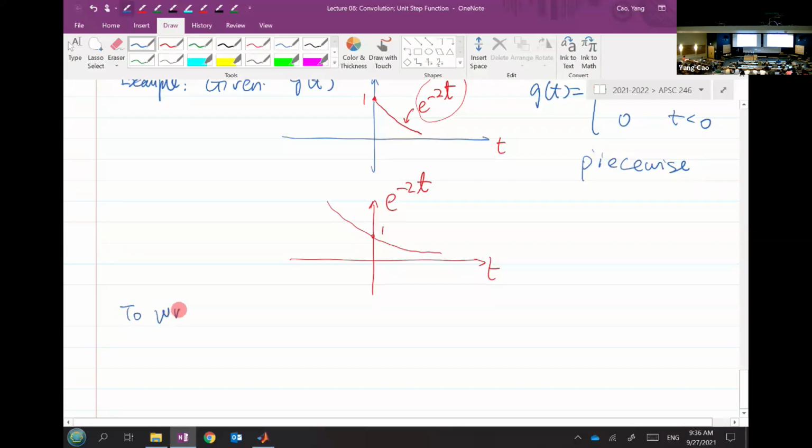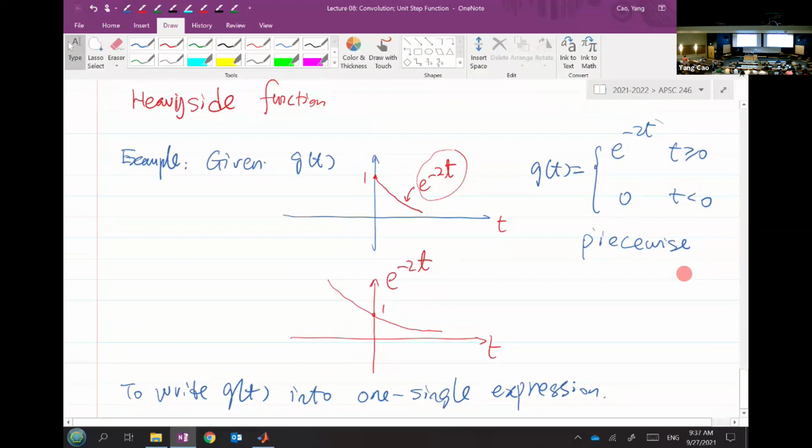So, to write g of t into one single expression, let's look at how g of t is generated here. g of t is basically part of this e to the power negative 2t. It's only taking this portion here, and this portion is taken away.